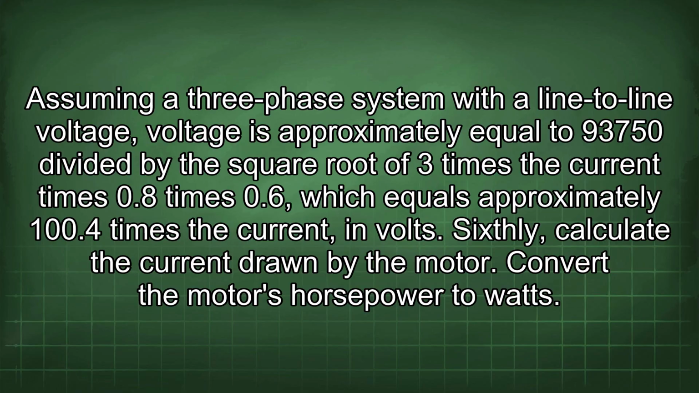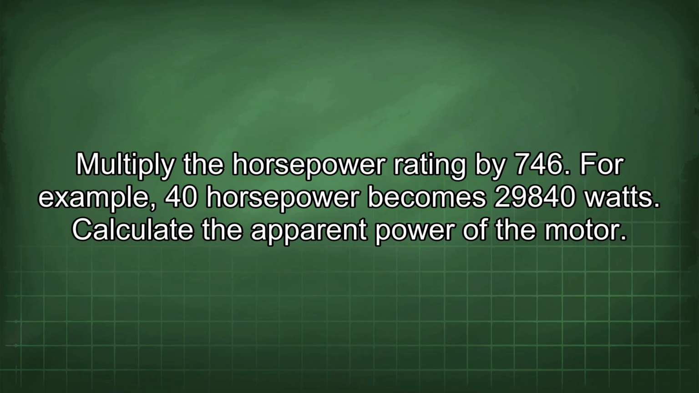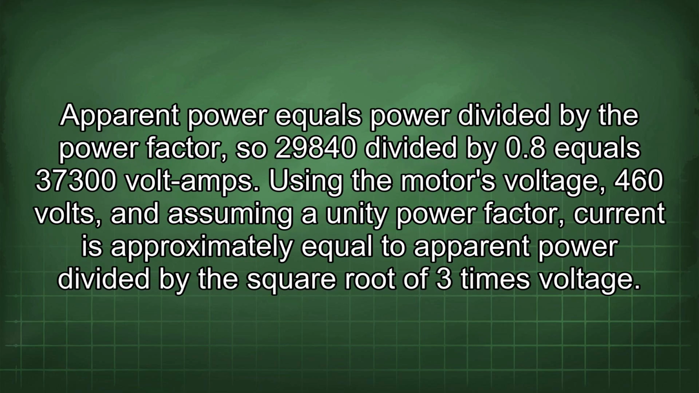Sixthly, calculate the current drawn by the motor. Convert the motor's horsepower to watts. Multiply the horsepower rating by 746. For example, 40 horsepower becomes 29,840 watts. Calculate the apparent power of the motor. Apparent power equals power divided by the power factor, so 29,840 divided by 0.8 equals 37,300 volt amps.